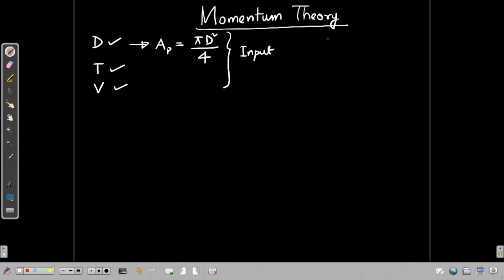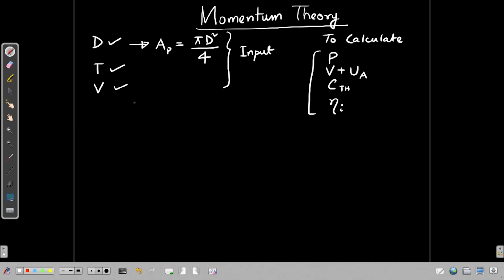The parameters to be computed, so I write to calculate, are power delivered to the propeller, velocity far astern which is V plus the axial induced velocity, the thrust loading coefficient, and the ideal efficiency eta I.